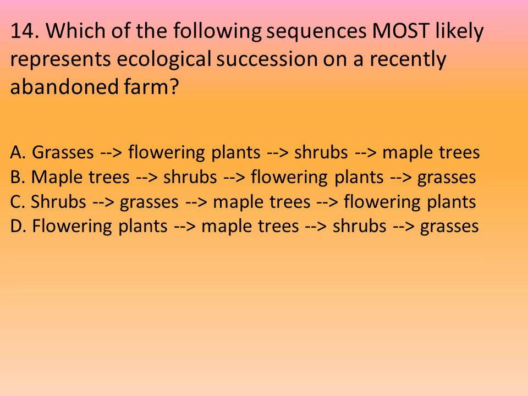Number 14. Which of the following sequences most likely represents ecological succession on a recently abandoned farm? A, grasses to flowering plants to shrubs to maple trees. B, maple trees to shrubs to flowering plants to grasses. C, shrubs to grasses to maple trees to flowering plants. D, flowering plants to maple trees to shrubs to grasses.